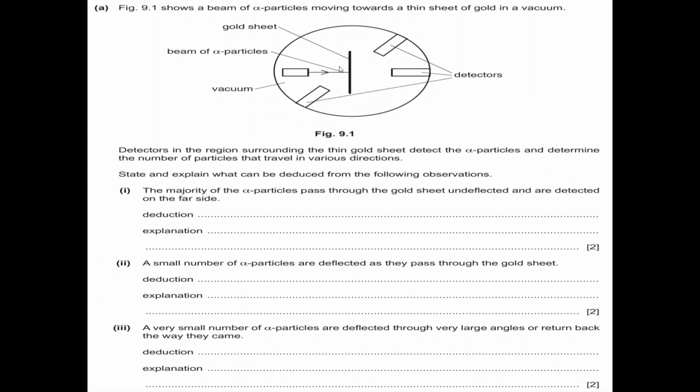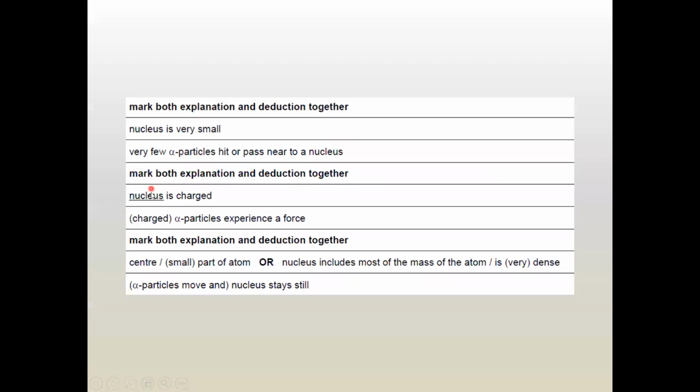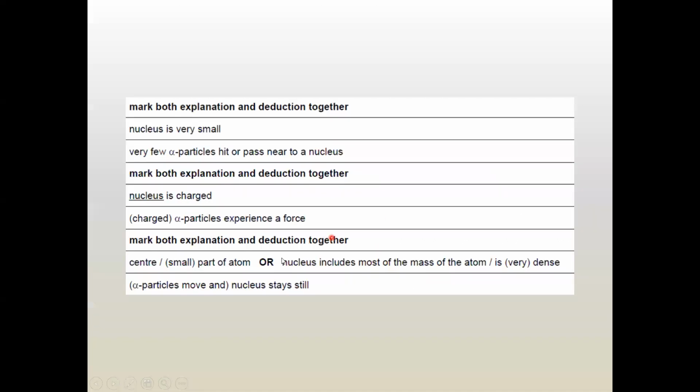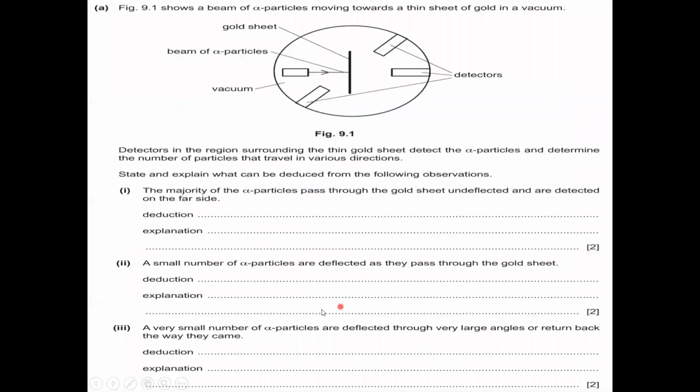The second one, small number of the alpha particles are deflected as they pass through a gold sheet. So what we say about this? We say nucleus is charged and alpha particles experience a force. That's why they are changing the path. And the third one, a very small amount of alpha particles are deflected through a large angle, like they bounce back. So what it shows? Mass is present in the center, or alpha particles hit the nucleus. That's why they change the direction. So we have to write these answers.